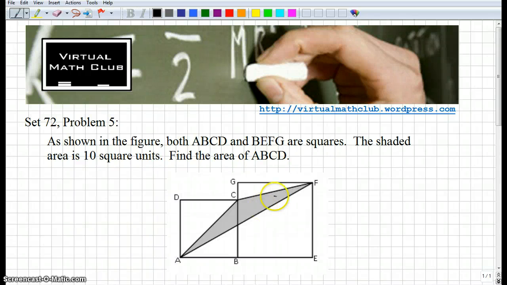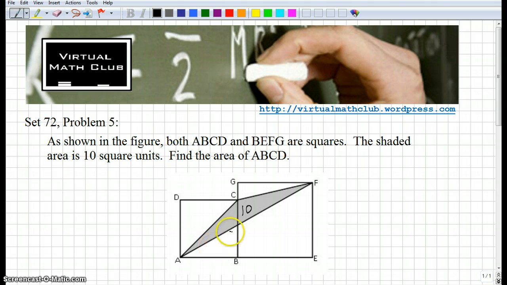Alright, in this problem we've got two squares. We've got A, B, C, D, and we've got B, E, F, G. So a smaller one and a bigger one. And we're told that the shaded area here is 10 square units. So I'm just going to write 10. So the whole region is 10 square units. And we're supposed to find the area of the smaller square, ABCD.